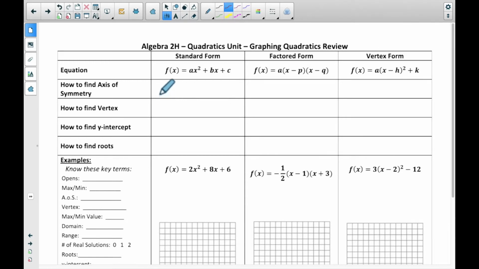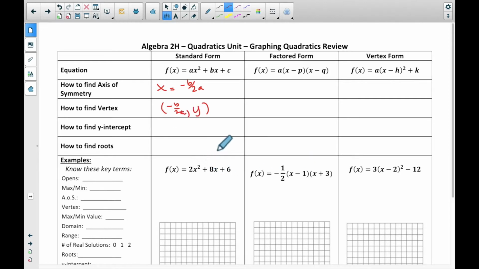To find the axis of symmetry, the equation is x equals negative b over 2a. So we will work out an example later on, but for now just know that that is the equation. How do you find the vertex? Well, the x is the negative b over 2a that we just talked about. And then the y value is you plug that in and you find out what the other value is. I'm just going to call that y for now because I'm saying we're plugging that in. And this is kind of messy. It says negative b over 2a.